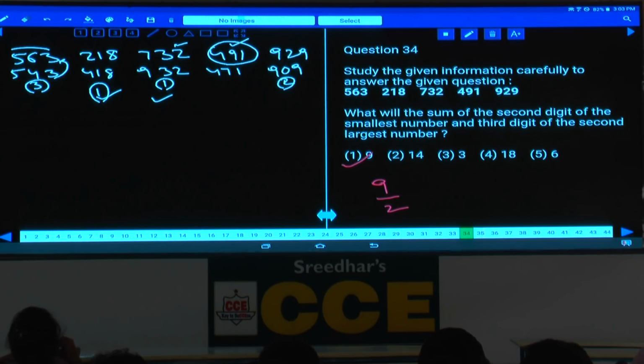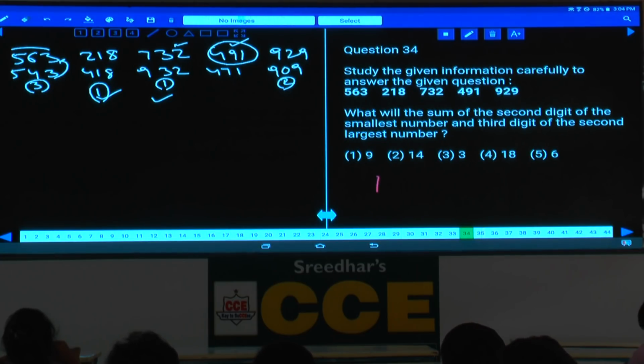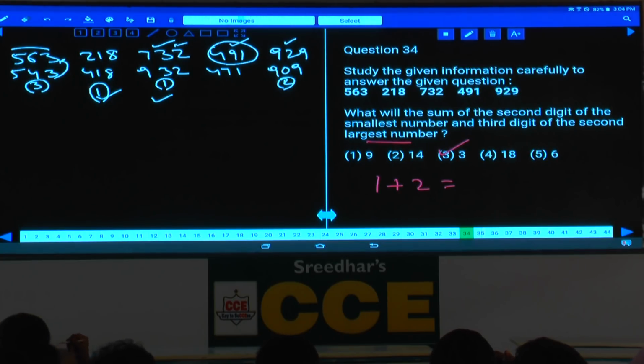Question number 34. What will be the sum of the second digit of the smallest number? What is the smallest number here? 218. The second digit of the smallest number is how much? 1. And the third digit of the second largest number. The first largest number is 929, the second largest number is 732. Now in this 732, what is the third digit? 2 is the third digit. Then what is the sum of these two? 1 plus 2 is 3. That is choice 3. Question number 34, choice 3.